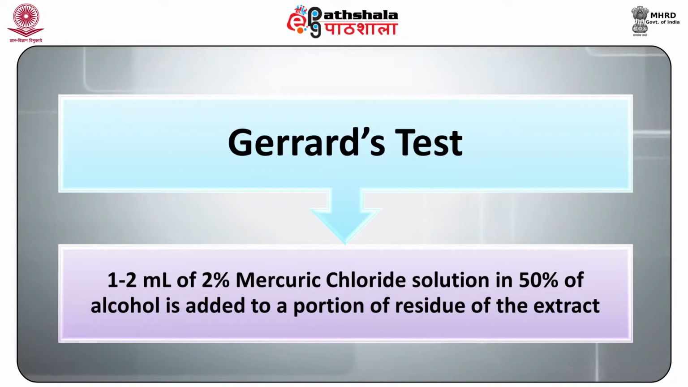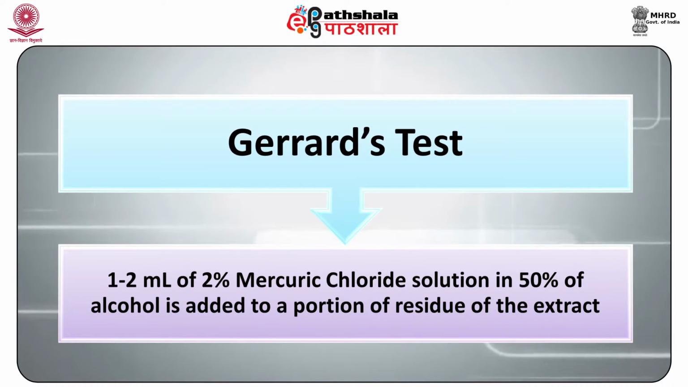In this, 1 to 2 ml of 2% mercuric chloride solution in 50% alcohol is added to a portion of residue of the extract. A red color develops immediately. Hyoscyamine produces a yellow color which becomes red on heating, while hyoscine does not produce any change of color.